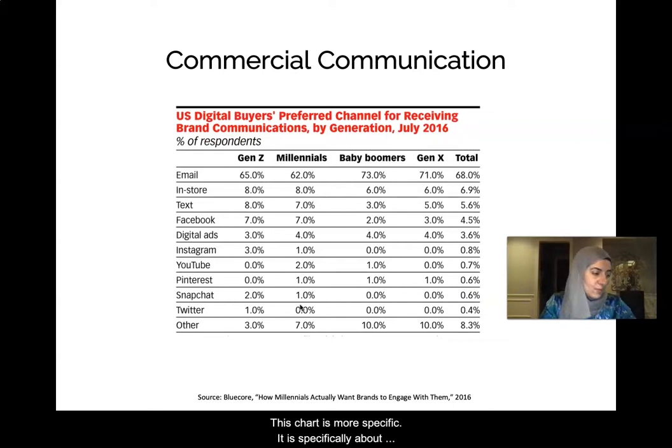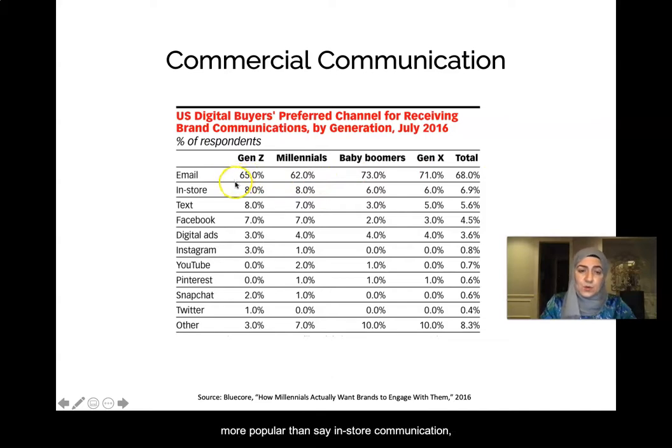This chart is more specific. It is specifically about commercial communication, not email in general. And so you can see that email really is the preferred channel of communication among all of the adult generations that we have right now. It's getting a little bit less popular maybe, but still much more popular than, say, in-store communication, text, social media, like the different types of social media, and so on. It remains the most preferred.